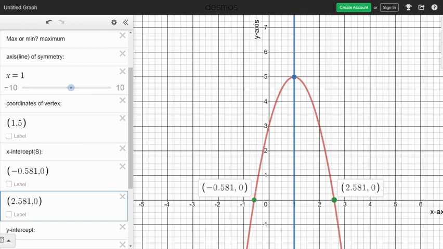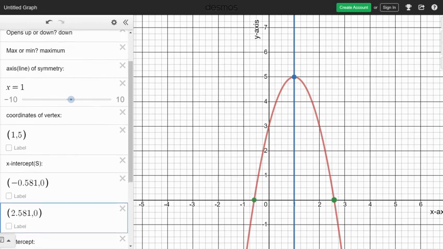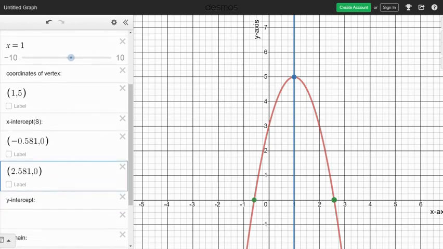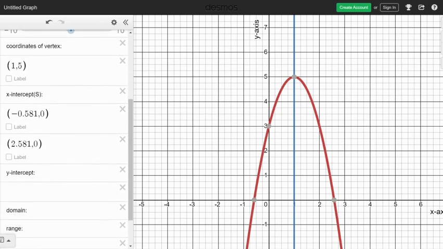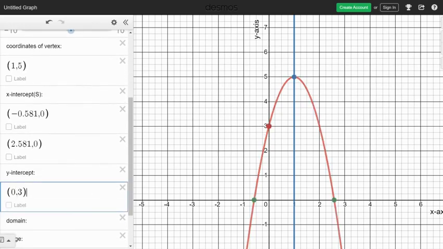The y-intercept is where the graph touches the y-axis. If you look at the graph, if I start here at the center, I go 0 to the right and up 1, 2, 3. So my y-intercept is the point (0, 3). And it's touching the graph right there.